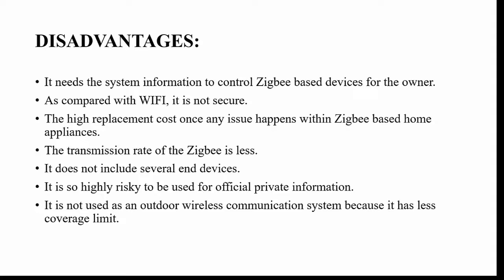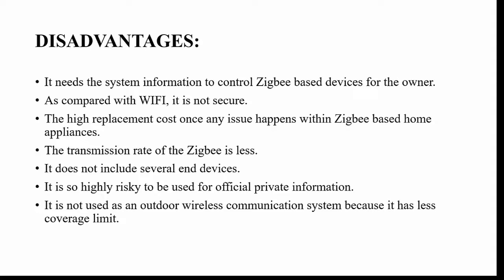And as compared to Wi-Fi, it is not secure. Actually, if you want to form a network with Zigbee, the data will have some security problems. And there is a high replacement cost if any issue happens with a Zigbee based home appliance. If the Zigbee based home appliance has any problems, you need to fix the full part of the appliance, so it will consume high cost. And the transmission rate of Zigbee is less. As I already told you, the transmission rate only goes up to 256 kbps.